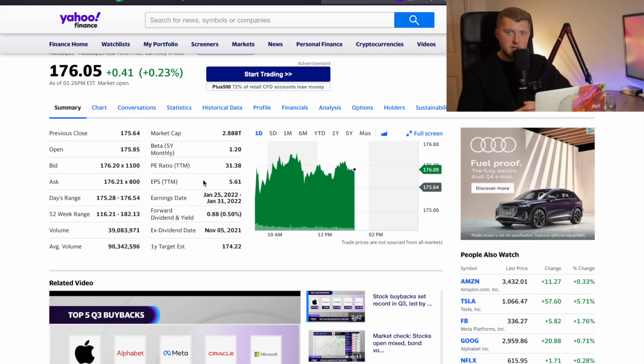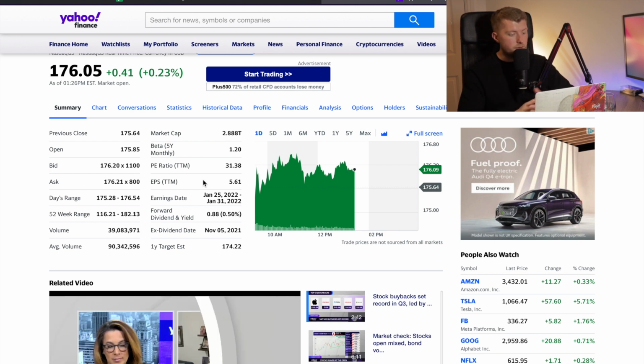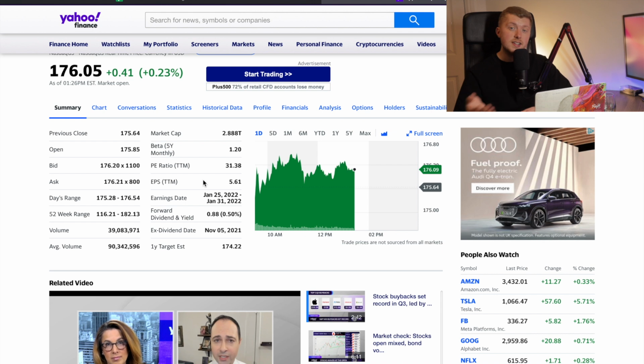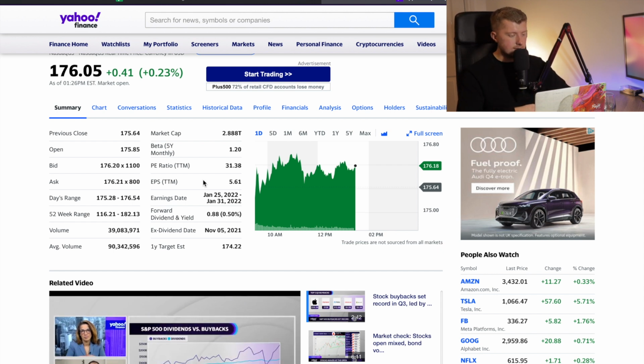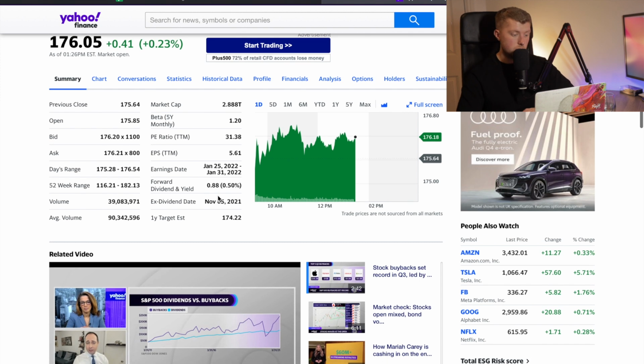Next up, we've got the price to earnings ratio, which we've just touched upon, at 31.38, which is actually slightly lower than the S&P 500 price to earnings ratio today. Earnings per share as well, generating $5.61, which again is all pretty good. Then we've got the dividend yield of 0.5%. For all of you dividend investors out there, you do get a little bit of a dividend too.